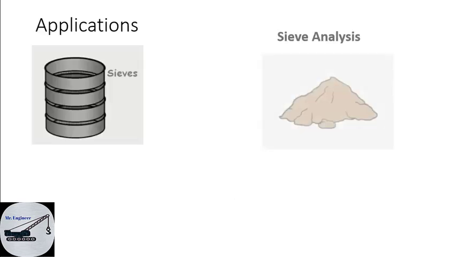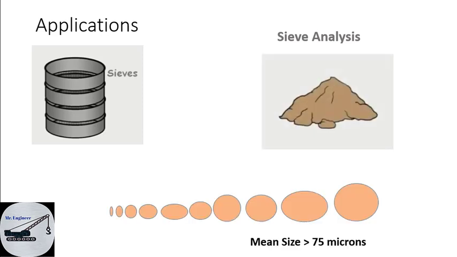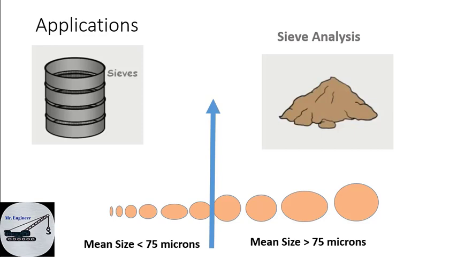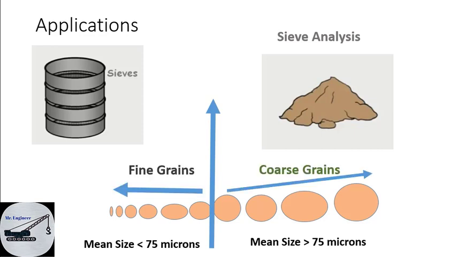Sieve analysis is done for coarse-grained soil only, which has mean size greater than 75 microns. It is not done for fine grains with mean sizes less than 75 microns. For fine grained soil, we use hydrometer techniques or pipette analysis for measuring their particle sizes.